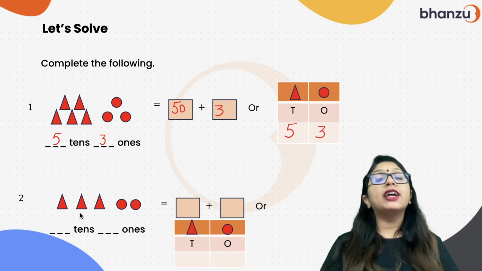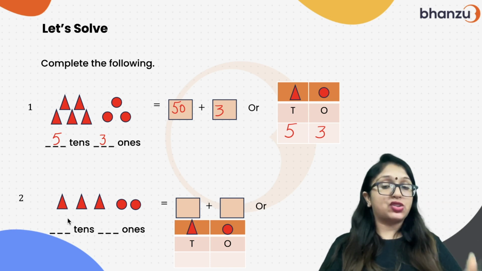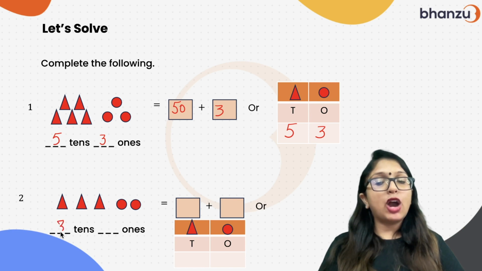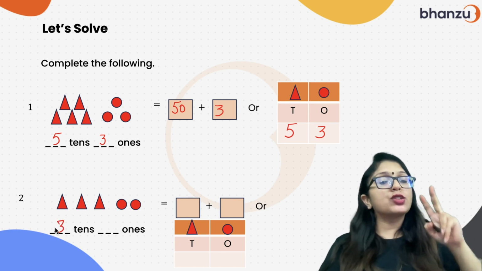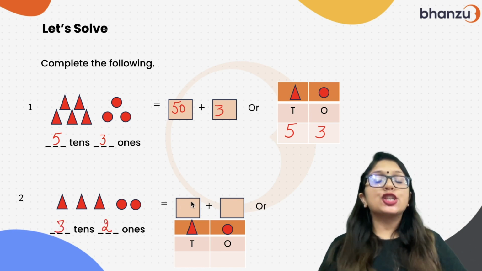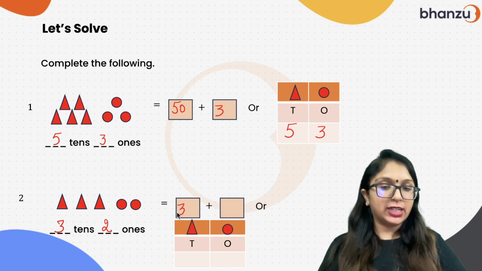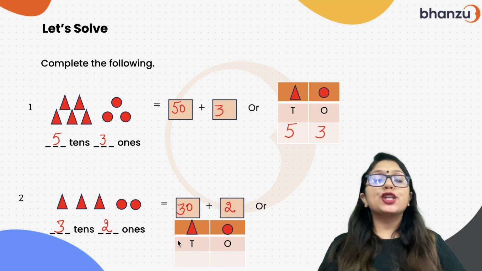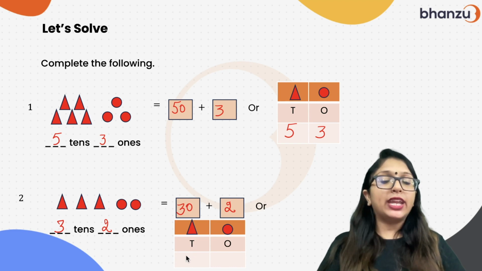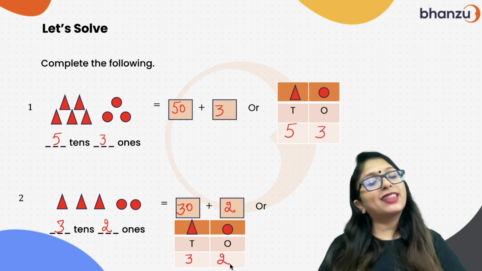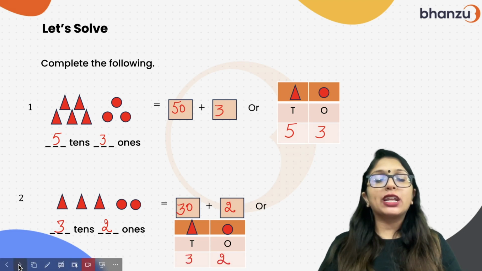How many tens are there? There are 3 triangular cards, right? So there are 3 tens. How many ones are there? There are 2 circular cards, so there are 2 ones. So here 3 tens means 30, 2 ones means 2. So if we have to write here, 3 tens are there, 2 ones are there. Yes, let's go to the next one.